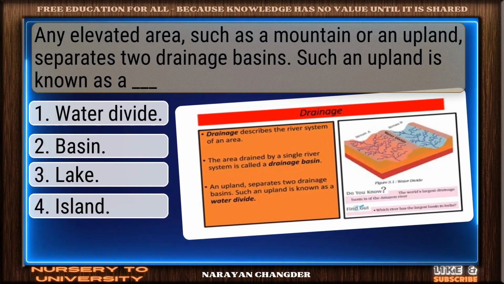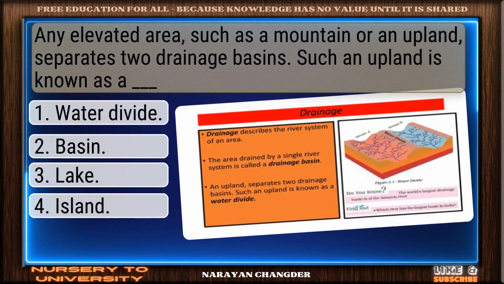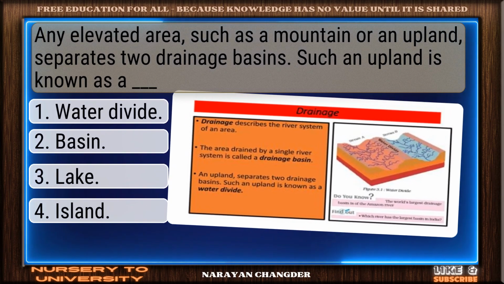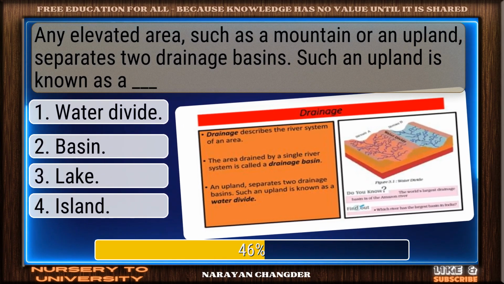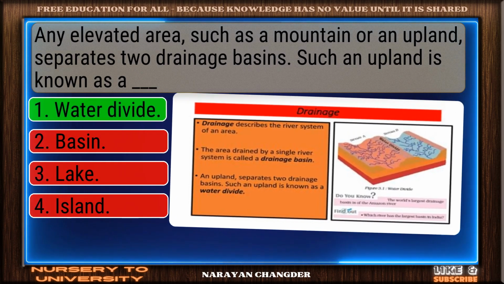Any elevated area, such as a mountain or an upland, separates two drainage basins. Such an upland is known as a blank. Valid point. Water divide is true.